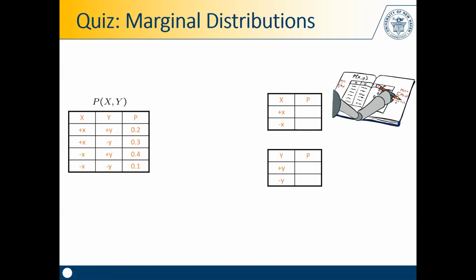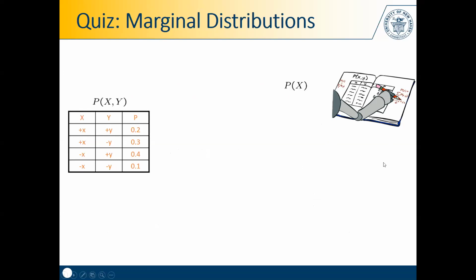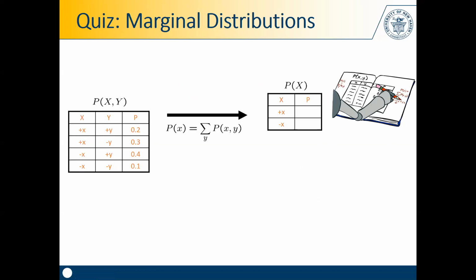Let's do a quick example with marginal distributions. Given this joint probability table, let us find the marginal distribution for x. X has two possible outcomes, right? It can be plus x or minus x. What is the probability of the outcome being plus x? It's 0.2 plus 0.3, right? So it's 0.5.